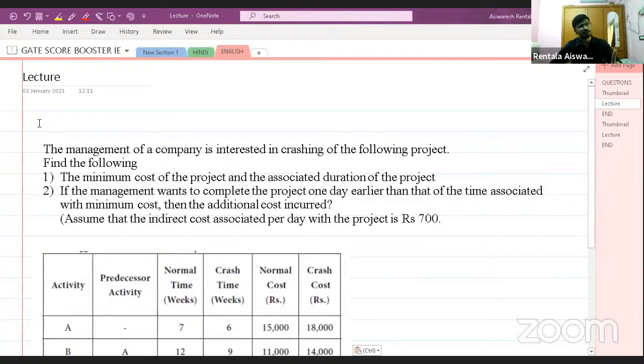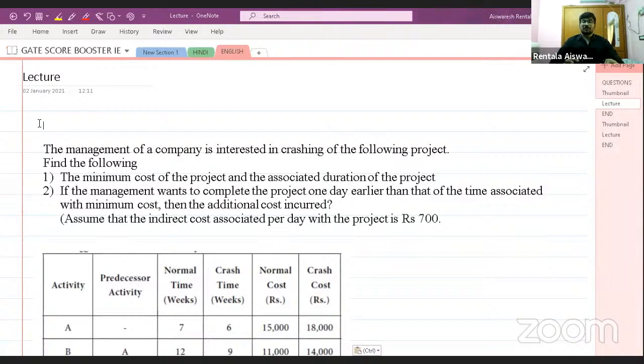In the network models chapter, the very important topic will be CPM, the critical path method. Most of the time you can expect questions from the CPM topic. After that, maybe you can expect questions from project crashing also. It will also come under CPM only, because we are doing crashing only on CPM networks, which are deterministic projects.